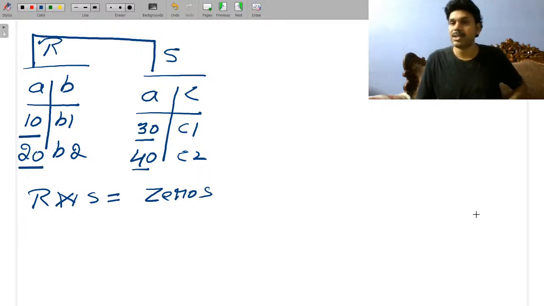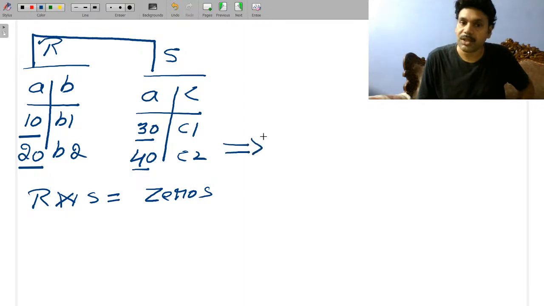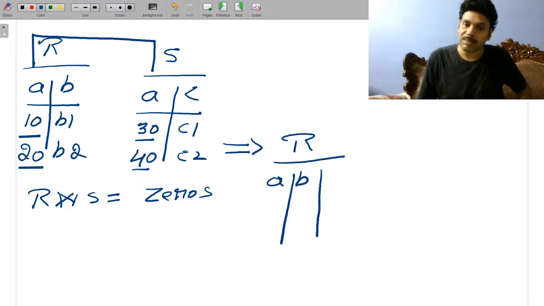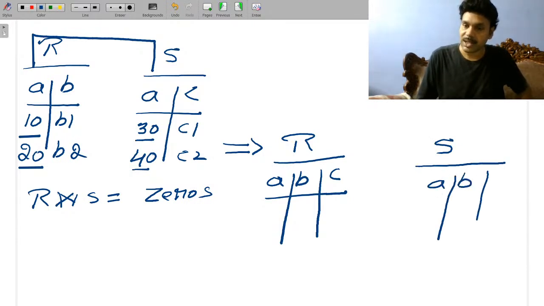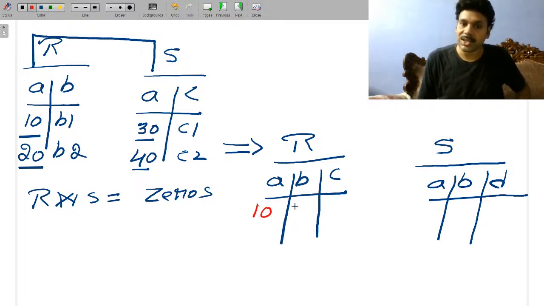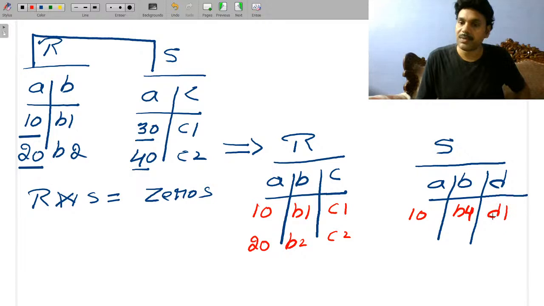This example we already saw. I am extending this example like this. I say there is an R which consists of A, B and C. There is an S which consists of A, B and D. Now I have some tuple set here. I say 10, B1, C1 and 20, B2, C2; and in S, 10, B4 and D1, and you have 20, B1 and D2, and you have 10, B3 and D3.